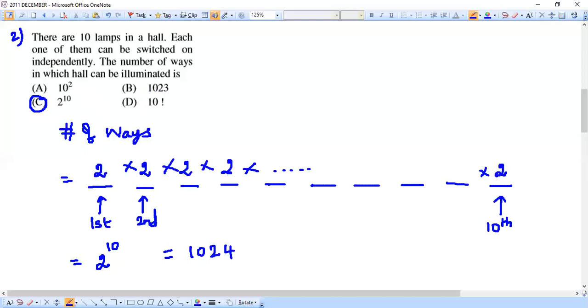Once again, a straightforward question from this number of ways. Just 10 slots, each one can be filled in two ways. So 2 into 2 into 2 into up to 10 times. That can be written as 2 to the power 10. That's all. So 2 power 10 is directly available in the options. We need not even simplify and get the numerical value. Not needed at all. Directly we just tick that 2 power 10. That is our answer. Fine. Let's move on to the next question.